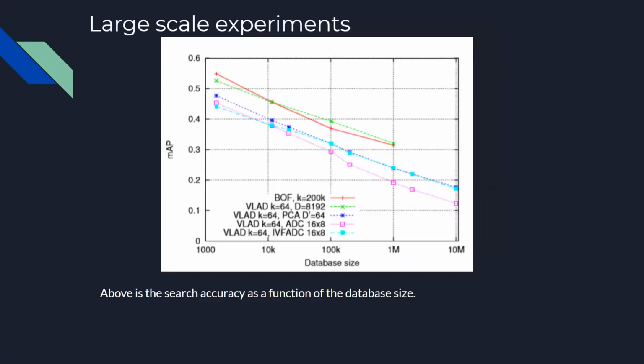On large scale experiments, we have the following experimental graph, that is database size versus mean average precision. This picture depicts the search accuracy as a function of database size. As we can see, for the 10 million dataset search, the blue line, that is VLAD k equal to 64 with IVFADC 16 cross 8, is the best method for searching larger datasets.